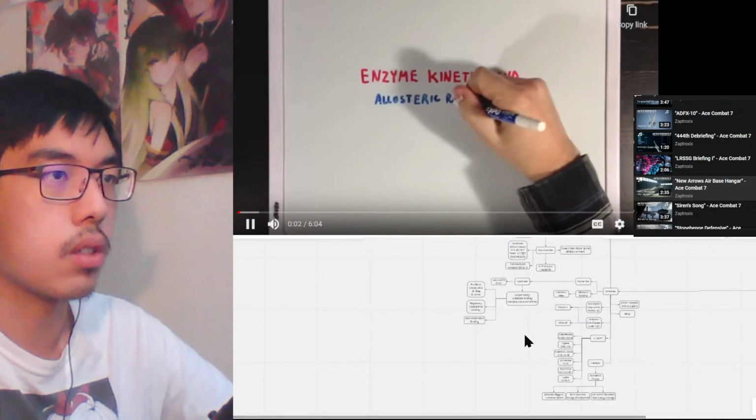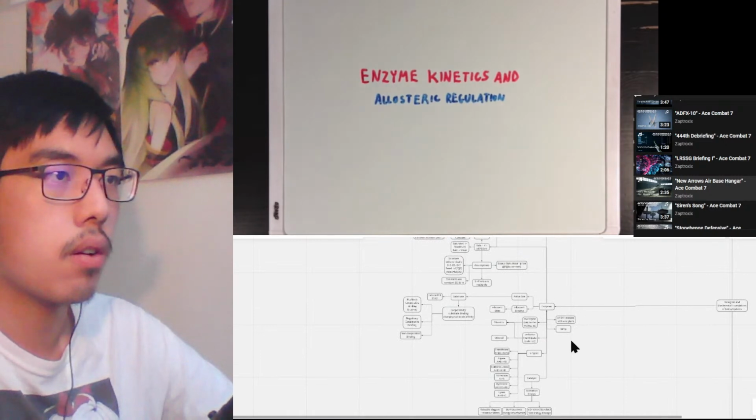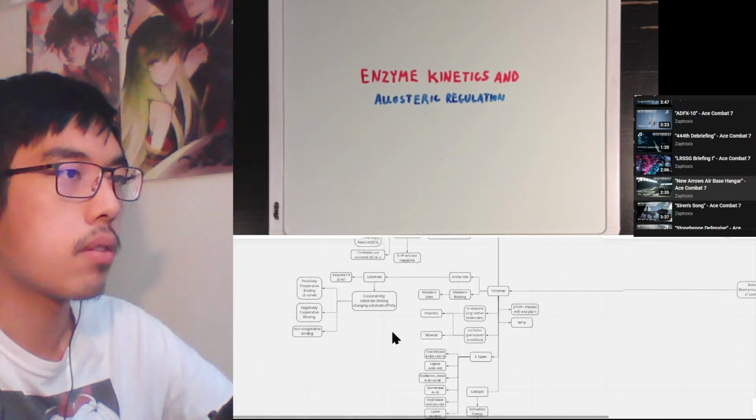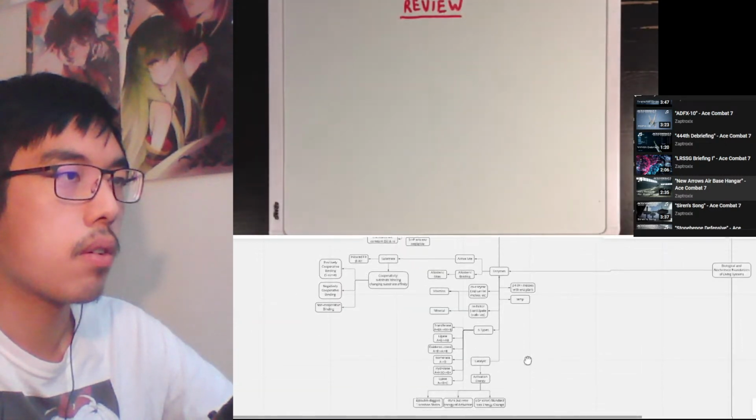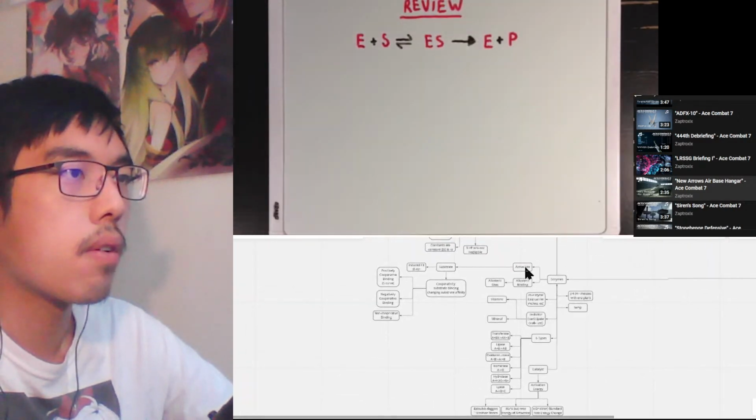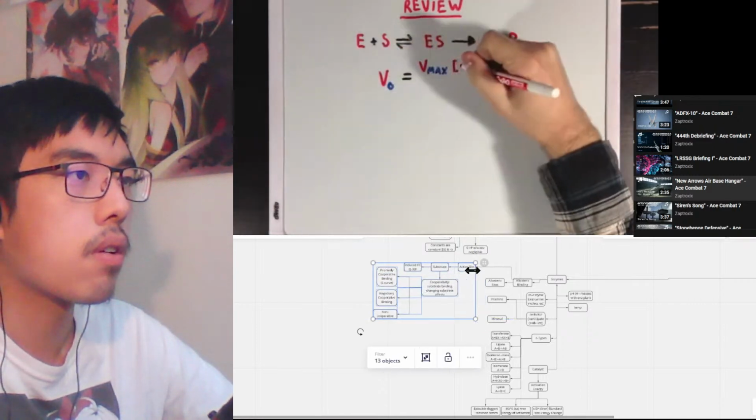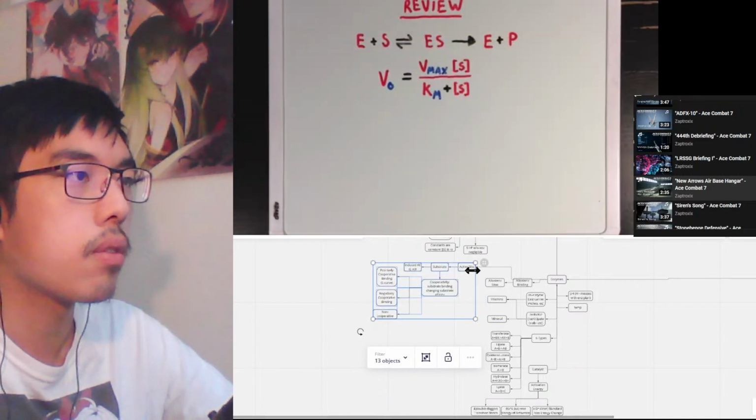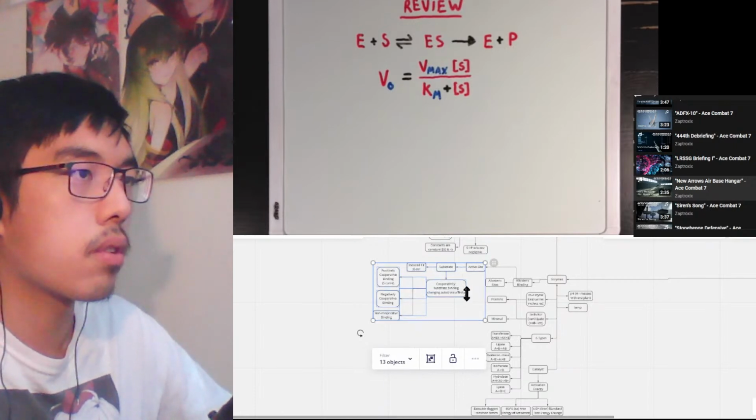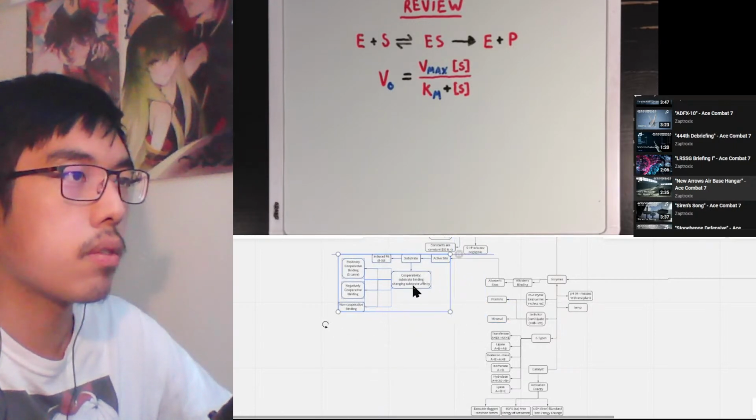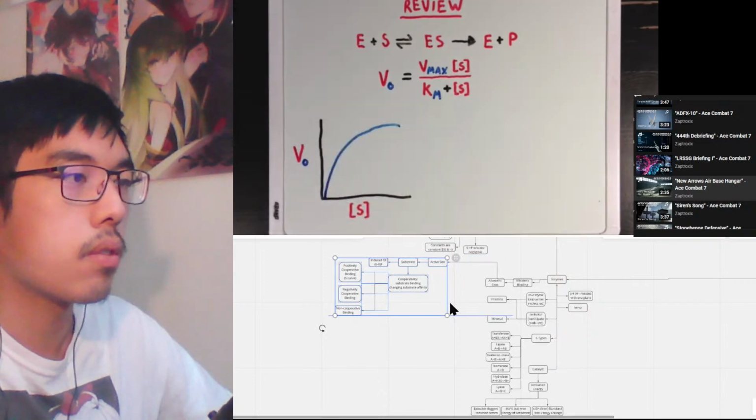Allosteric regulation. So today we're going to talk about how allosteric regulation can affect enzyme kinetics. But first, let's review the idea that an enzyme's catalysis can be divided into 2 steps. First, the binding of enzymes to substrate, and second, the formation of products. And using this information, we can derive the Michaelis-Menten equation, which allows us to look at an enzyme's rate of product formation with respect to substrate concentration.